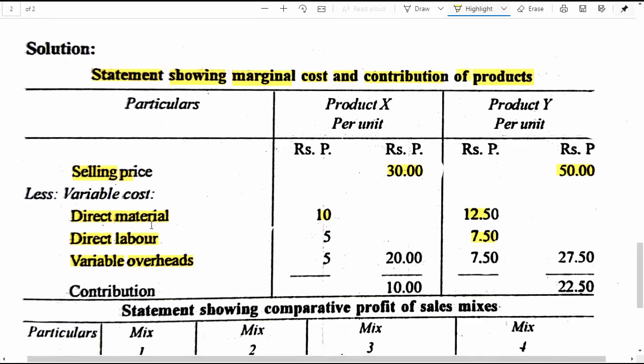Then variable overhead is 100% of direct labor. So you can copy the same amount of labor for X and Y as well. So 5 rupees is variable overhead for X, 7.5 rupees is a variable overhead for product Y. So the total variable cost for product X comes to 20 rupees, for product Y it comes to 27.5. So from selling price 30, if you subtract the variable cost 20, you get 10 rupees as contribution margin per unit of product X, whereas here it comes to 22.5 is the contribution margin per unit of Y.